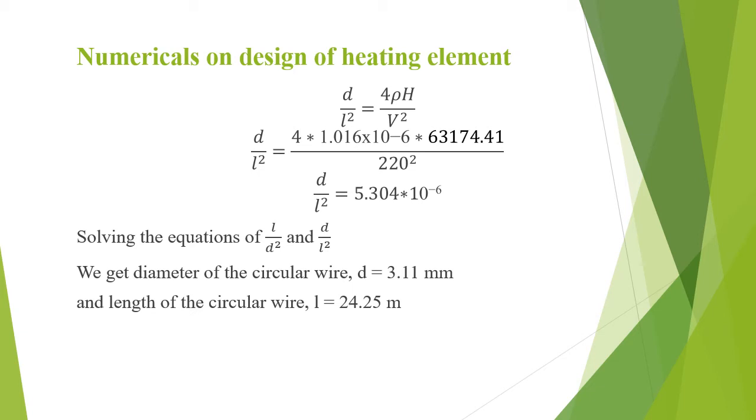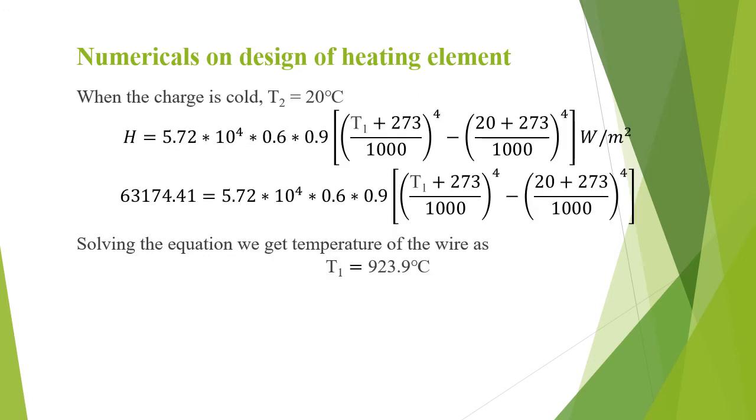Now solving the two equations, one is L by D square and the other one D by L square, we can get the value of D, that is around 3.11 millimeter. So the diameter of the circular wire is 3.11 millimeter. Substituting the value of D back in the equation of L by D square or D by L square, we can get the length of the circular wire L as 24.25 meters.